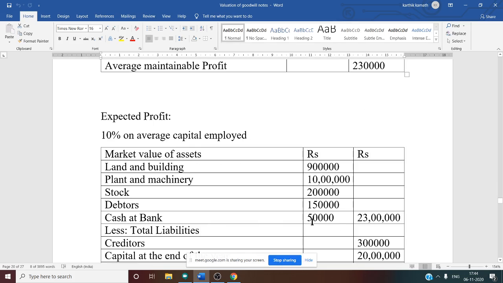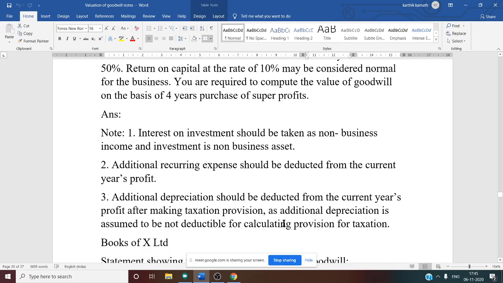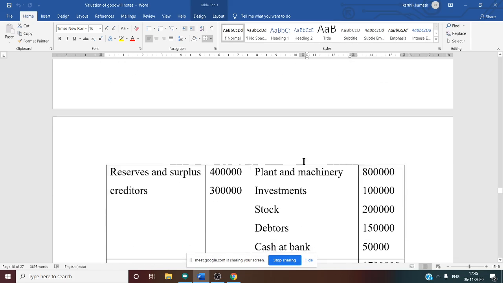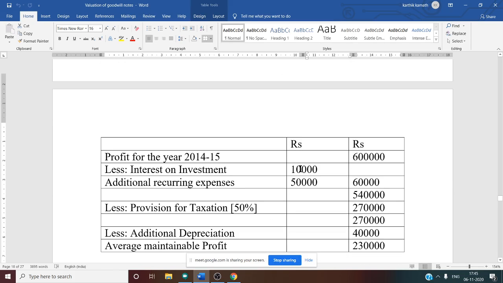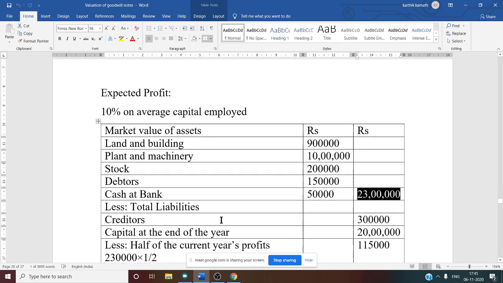What about stock, debtors, cash at bank? It is given in the balance sheet. So book value itself is the market value. So the same amount you are going to write. So let us see that balance sheet again. Investment doesn't come, we know. Goodwill is not there. Yes, and all other things appear. So total agreed value of asset, that is 23 lakh after adding all these things. Less total liability. Total liability, only one information, that is creditors given on the liability side of the balance sheet. So that you need to deduct, 3 lakh. So capital at the end of the year is 20 lakh. 23 lakh minus 3 lakh, you will get 20 lakh.